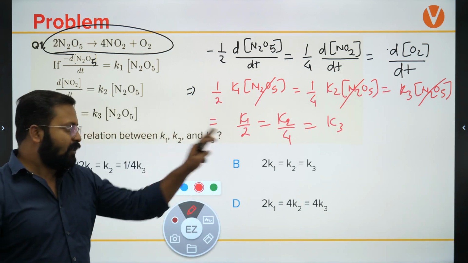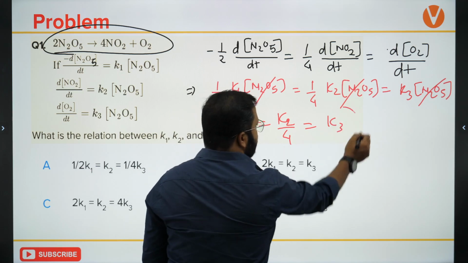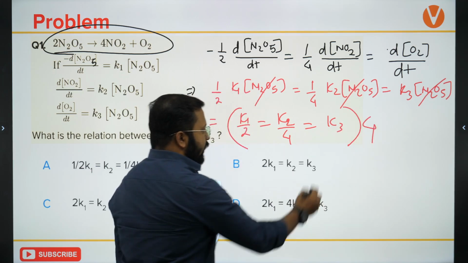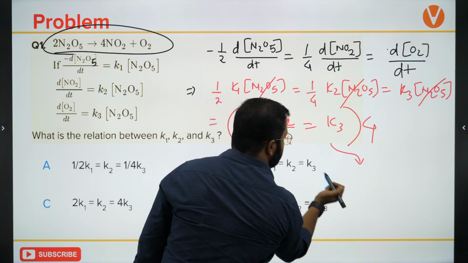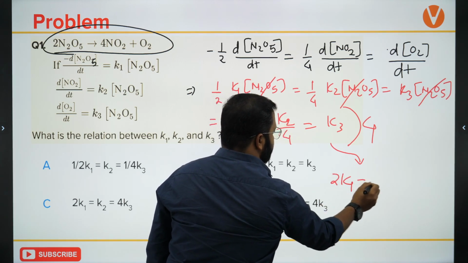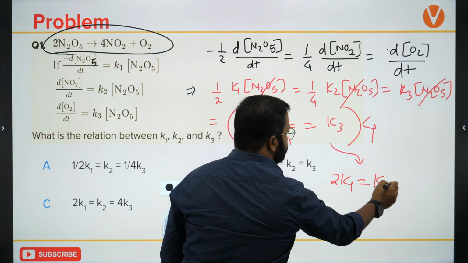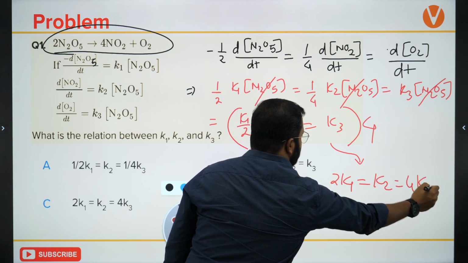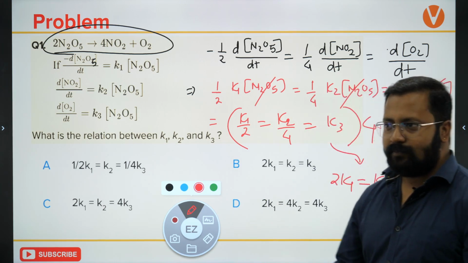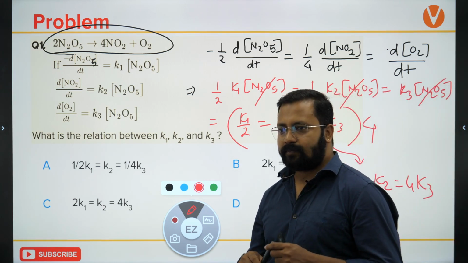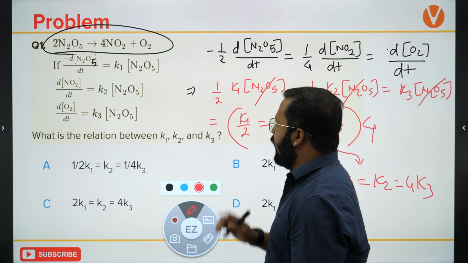I multiply everything with 4. I would be getting 2K1, which is equal to K2, which is equal to 4K3. The right answer should be C. Clear? The right answer should be C.